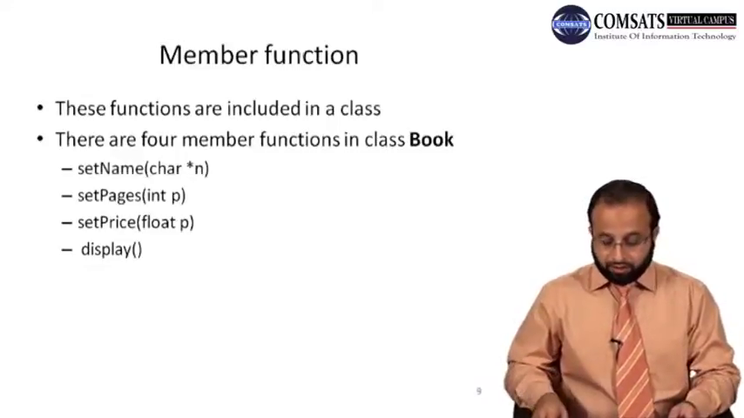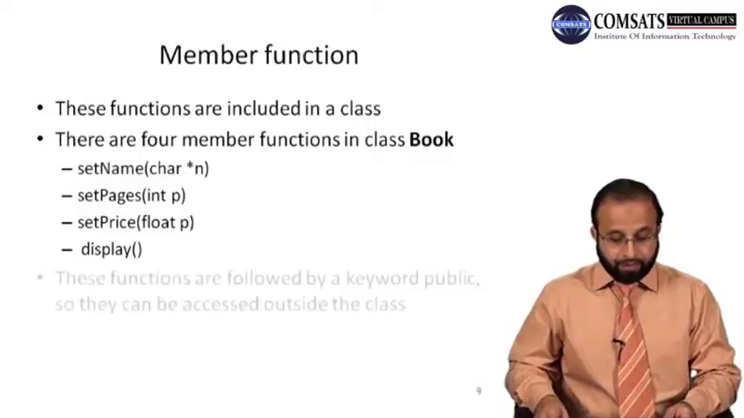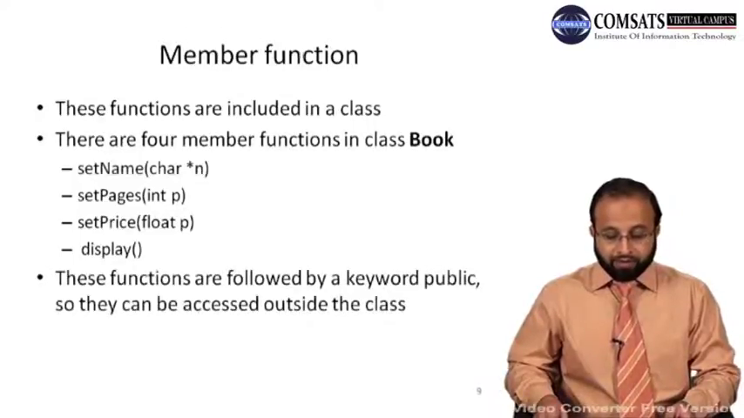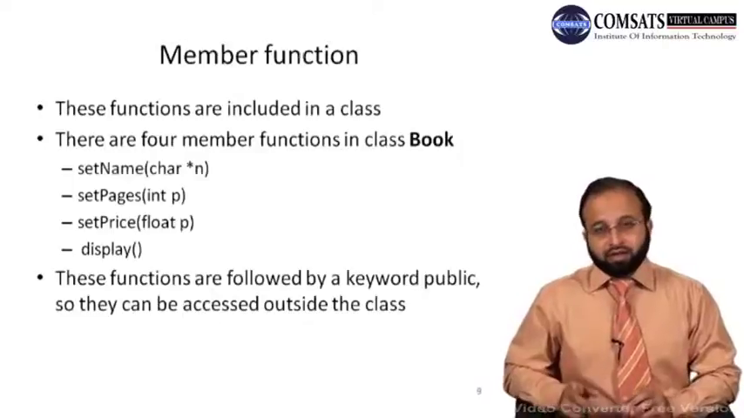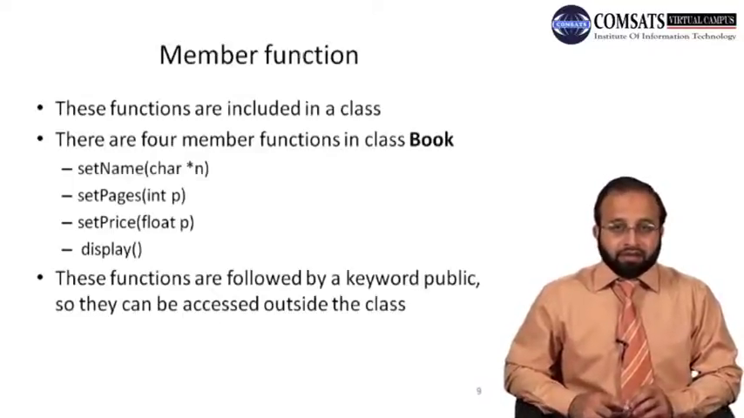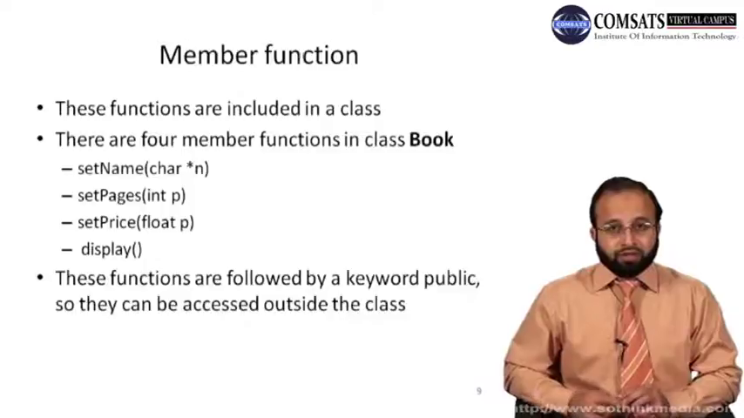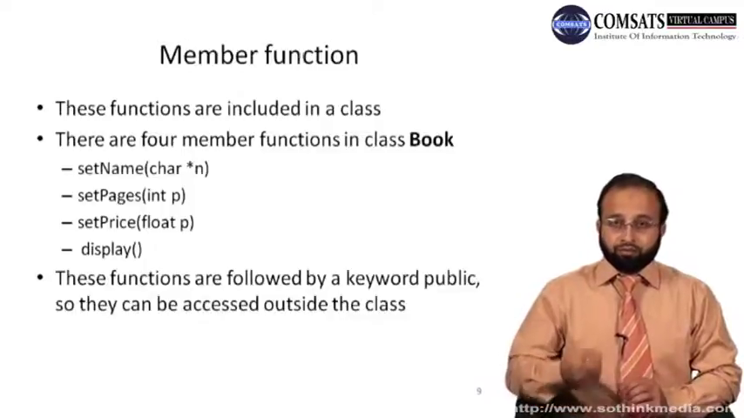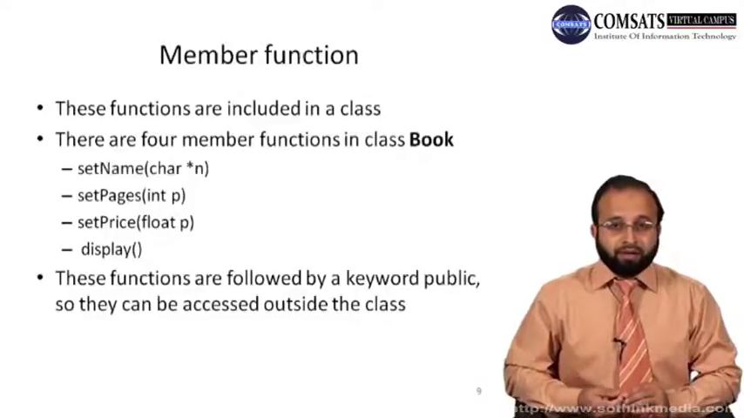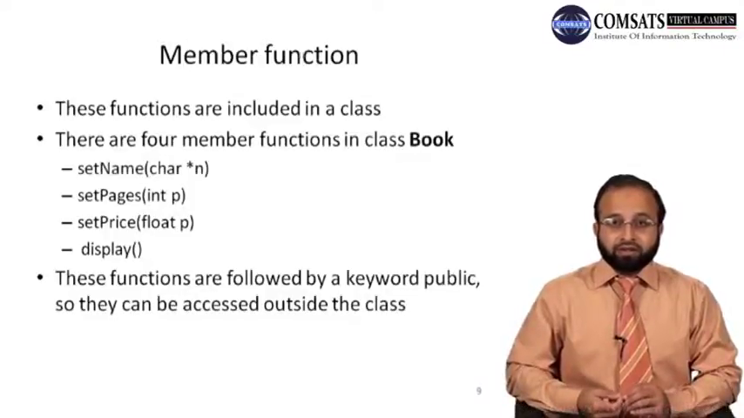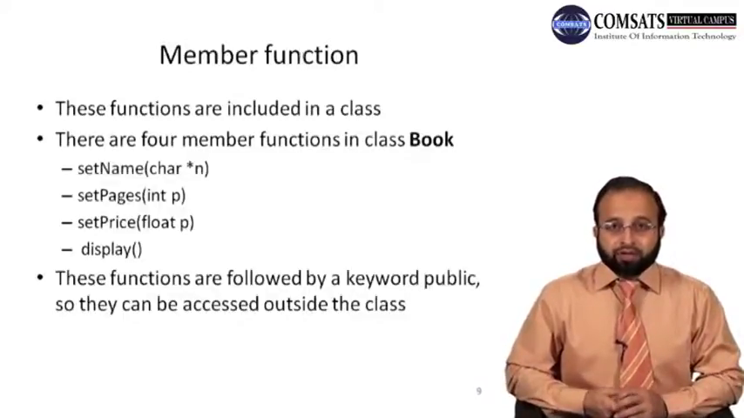We will see this in depth. These functions are followed by the keyword public, so they can be accessed outside the class. So public is something that is accessed outside the class, private is something that is accessed only from the definition of the class, that is, through the member functions of that class. Why do we make the data members of the class private? Because in the real world you cannot directly access the state of an object. You have to execute the behavior to change the state.